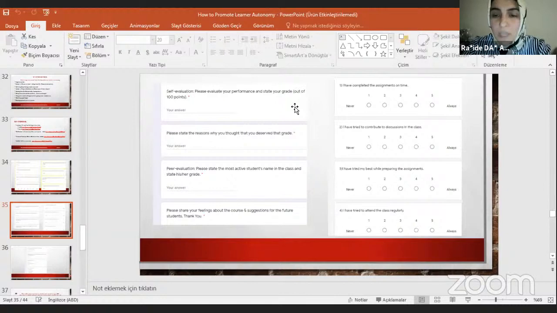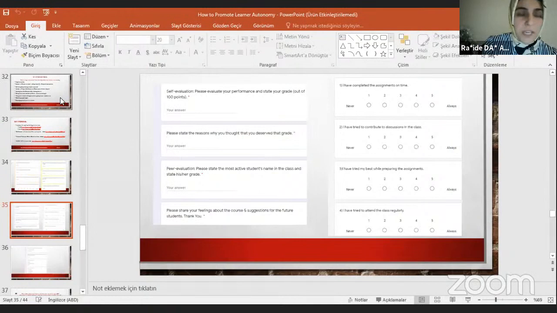Throughout the semester, they had some tasks and some discussions in the class, so they have some criteria to evaluate their performance. I kindly ask them to give themselves a grade, and then I ask them to give some reasons why they think they deserve that grade. I also made use of some peer evaluation. I ask them to state the most active student's name in the class, and again they are supposed to give some grades to their peers, their friends. And at the end, I also ask them to share their feelings and their suggestions for future classes, for the future students. So I make use of them.